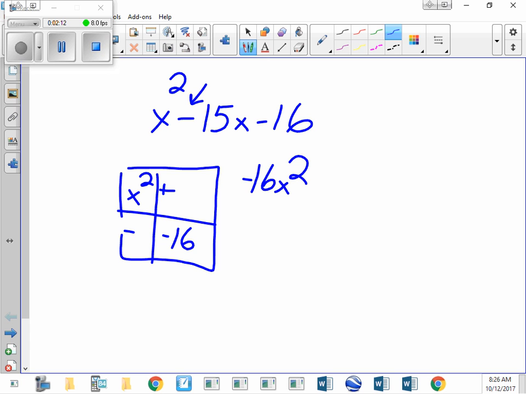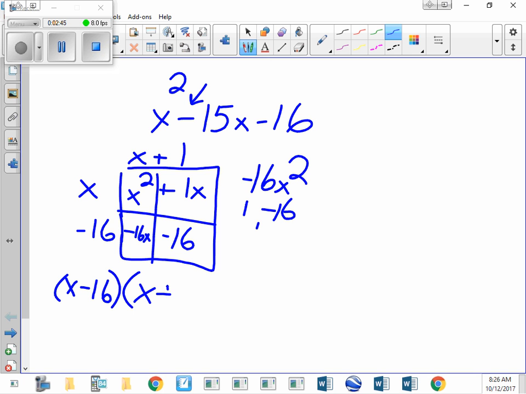I write down the factors of 16, 1 and 16, and we know that the big one is negative. Is that what I want? Does that work? Yeah, it does. 1 minus 16 is negative 15. So plus 1x and minus 16x. Pull out an x, and I'm left with x plus 1. And then pull out an x from this one, and I get negative 16. So my factors are x minus 16 and x plus 1.